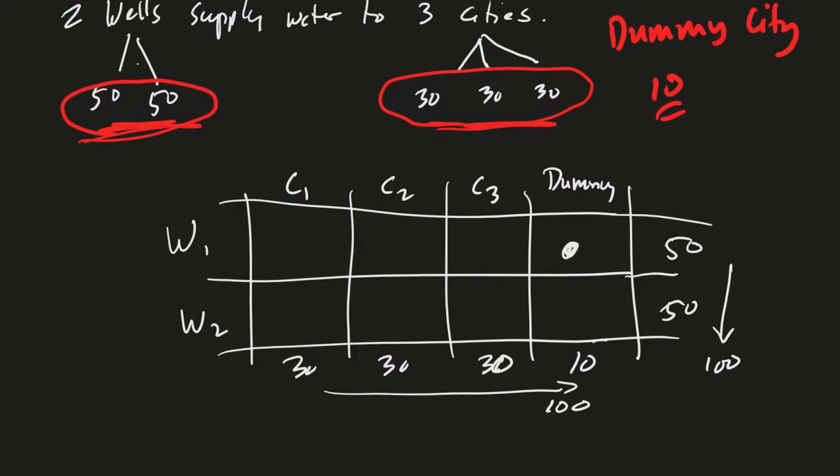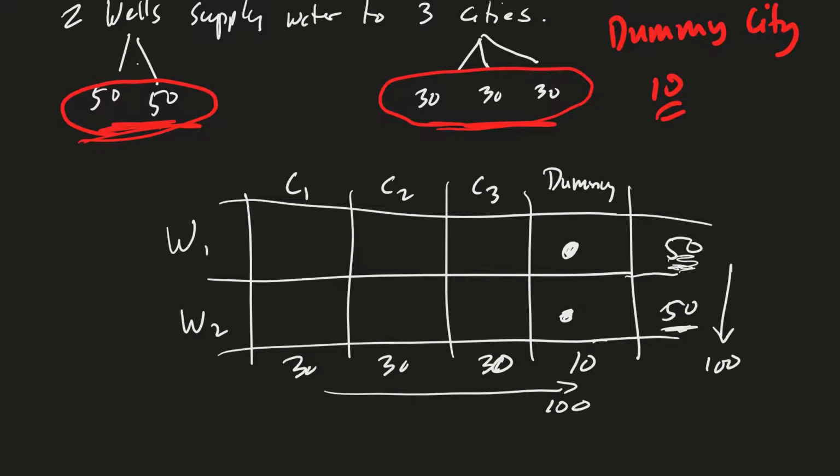Now what does this entry represent? That entry represents how much well 1 is not sending out, right? It's what's below the 50 million gallons. And similarly, this value right here would be the amount that well 2 has left over. So it's not getting up to its 50 million either.